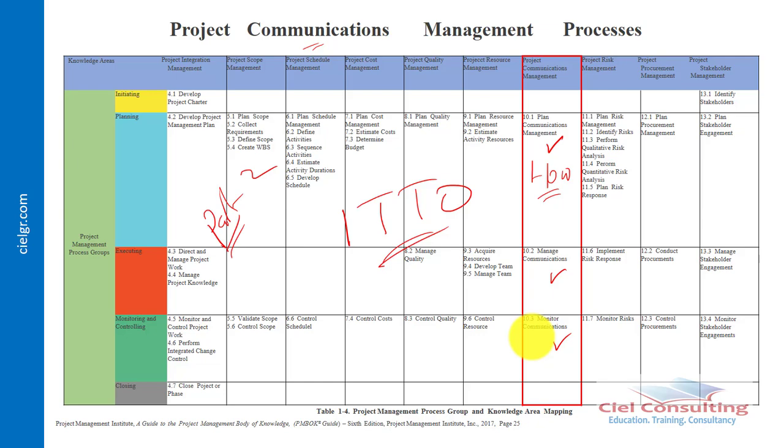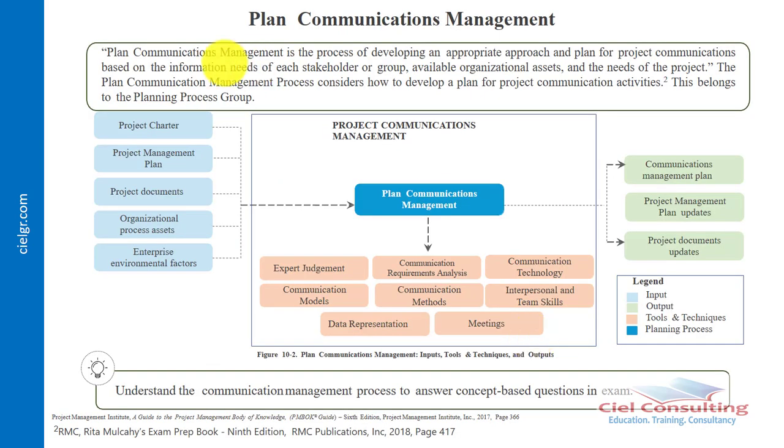Taking a look at each of these processes one after the other, let's talk about the plan communications process. Plan communications management is the process of developing an appropriate approach and plan for project communications based on the information needs of each stakeholder or group, available organizational assets, and the needs of the project. This process considers how to develop a plan for project communication activities. It belongs to the planning process group.